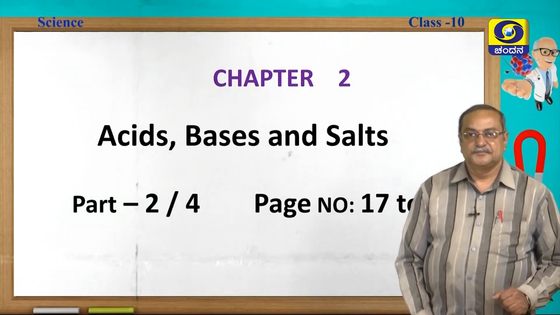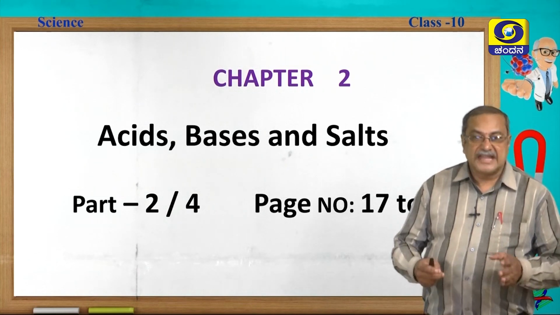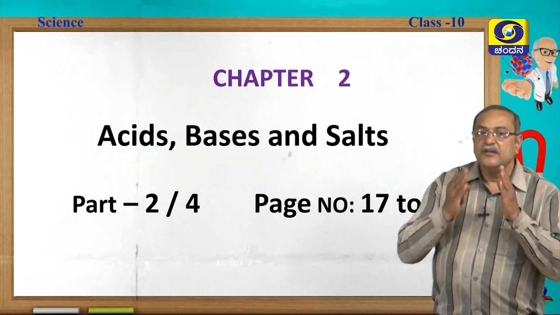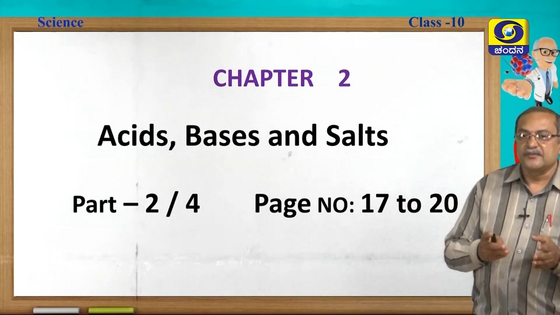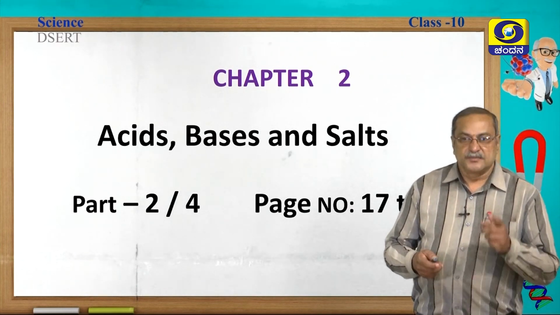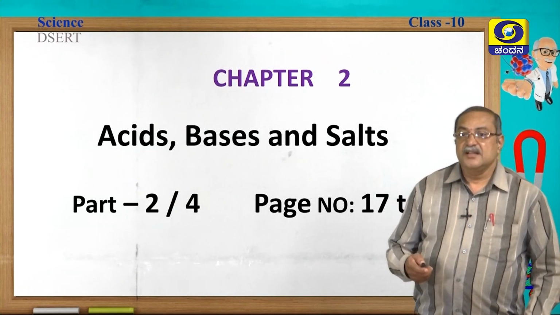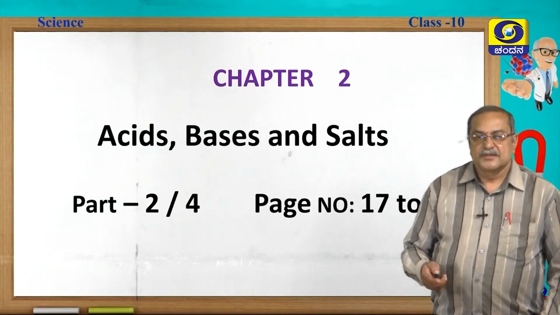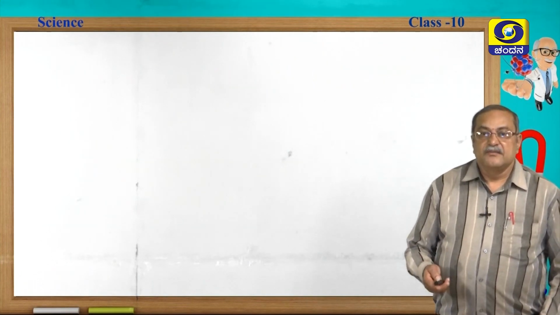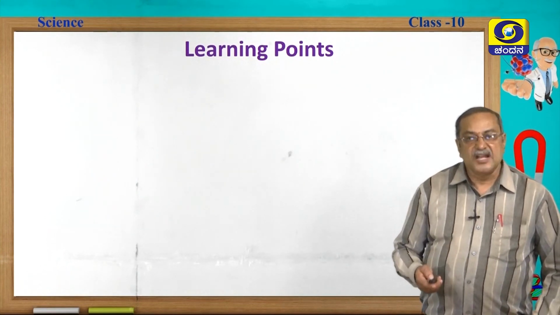Hi children, today we are going to learn about the second part of acids, bases and salts. This is the second part of the 4. This part will start from page number 17 to 20 of your textbook part 1. Now, you can see what is the next part. The total learning points we are going to see are called learning points in this chapter.